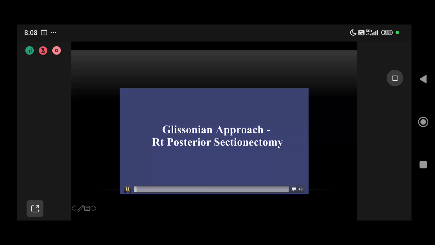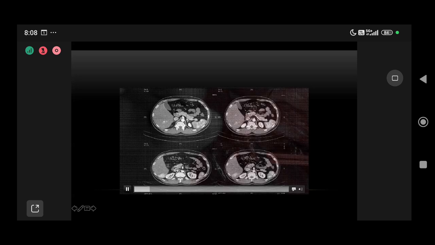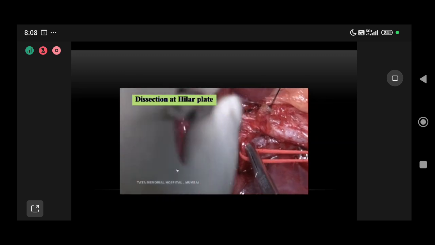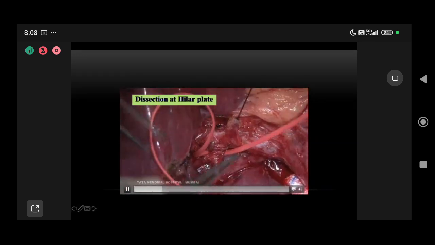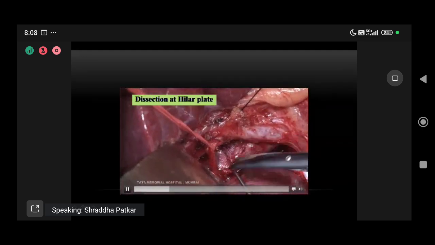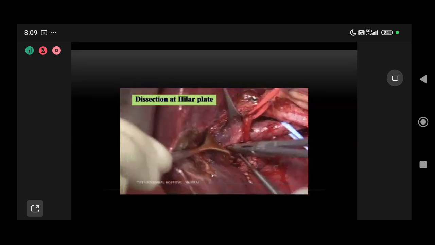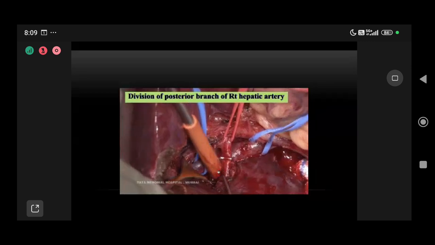Similarly, as I said, Glisonian approach can be used for any kind of tumors. Again, what we do is a little bit of a modification because we want to identify the anatomy clearly. Get the hilar plate down. Sometimes life is good. You can have a favorable anatomy and you can identify the division extrahepatically. If this is the case, brilliant. Otherwise, you may need to do a small hepatotomy at the Rouviere's sulcus to gain access to the posterior pedicle.